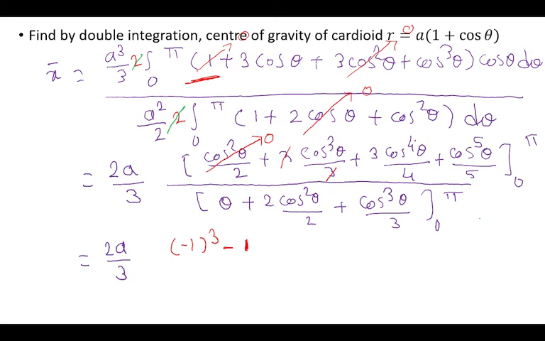Now this term: cos pi is minus 1. Minus 1 raised to 4 is plus 1, and cos 0 is 1. So this term goes to 0. I hope you are getting it. But this term will be preserved. So cos pi raised to 5: minus 1 raised to 5 is minus 1. So plus minus 1 raised to 5, and cos 0 is 1. So this is upon 5.